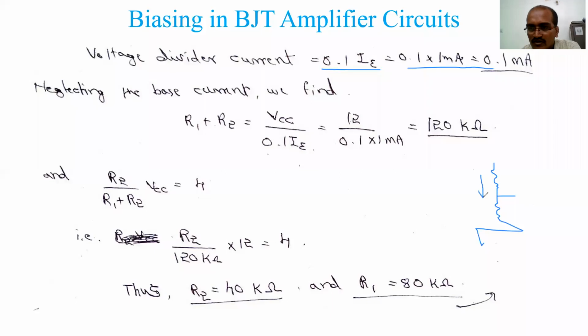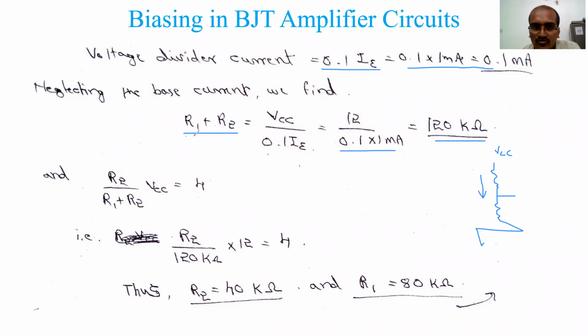So this voltage divider current is 0.1 milliamps, through R1 plus R2 together. R1 plus R2 is given by Ohm's law: resistance equals voltage by current. The voltage here is VCC, which is 12 volt, and the current value is 0.1 IE, that is 0.1 milliamps. So you'll get 120 kilo. This is not the R1 value.